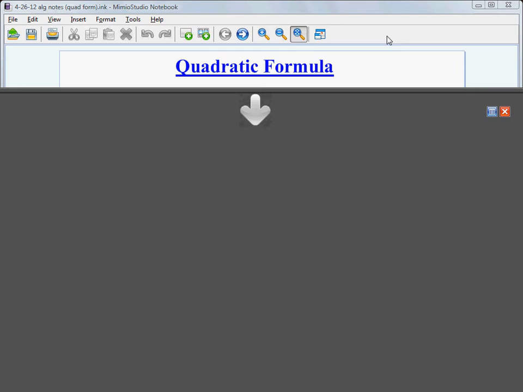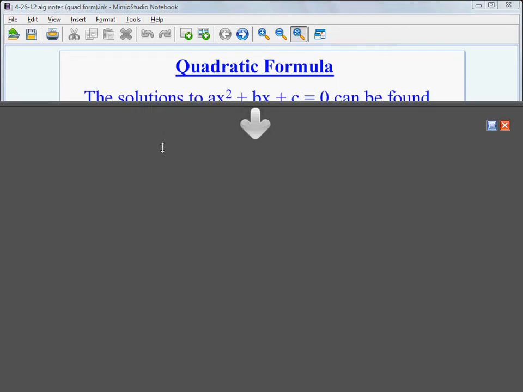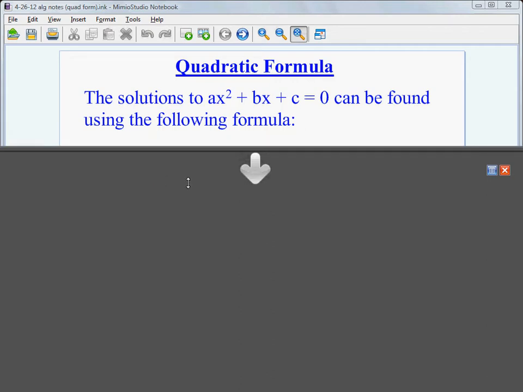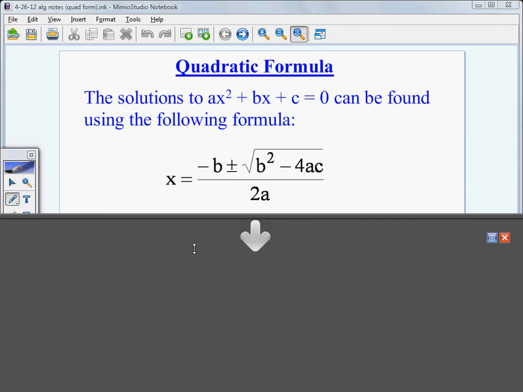Okay, in this video we're going to talk about the quadratic formula and how we can use the quadratic formula to solve quadratic equations. And so we have the solutions to ax squared plus bx plus c equals 0 can be found using the following formula. Okay, so what we have here is a quadratic equation, and it's solved for 0, and there is the quadratic formula.